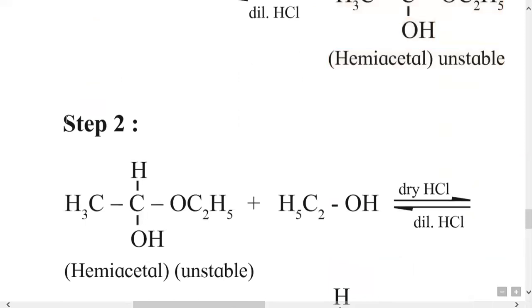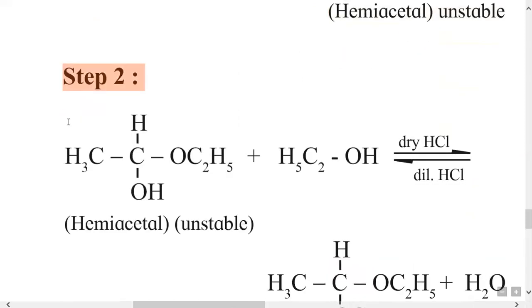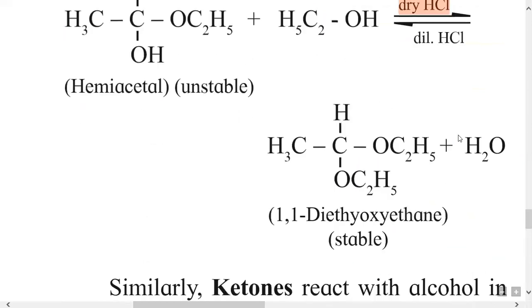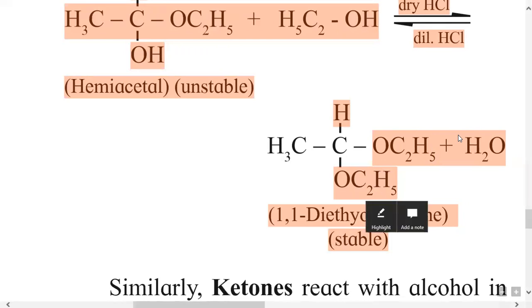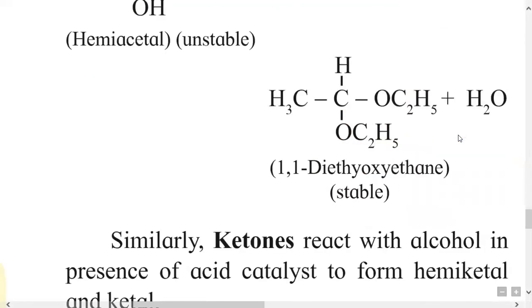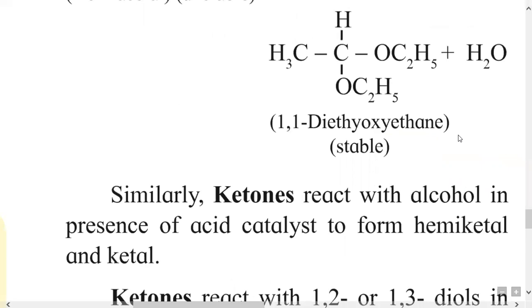It is unstable, therefore in the second step it immediately reacts with one more molecule of alcohol in the presence of dry HCl. Then we get CH3CH, this is the common group from acetaldehyde. Then OC2H5 is one of the groups in the hemiacetal, and one more OC2H5 group gets bonded to this hemiacetal and becomes the acetal plus side product H2O. So the name of this acetal is 1,1-diethoxyethane. It is a geminal type of compound.